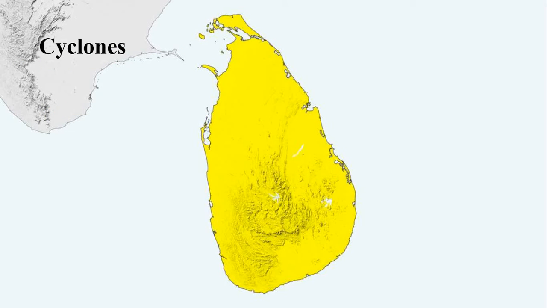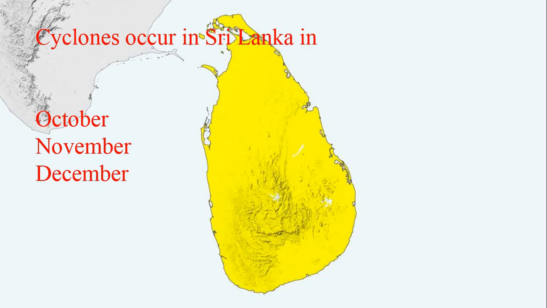Right, then the cyclones are very famous in India, Bangladesh and Sri Lanka because we are very close to the Bay of Bengal. So around the Bay of Bengal, a lot of cyclones take place. Right. Let's see what these cyclones are. Normally the cyclones occur in Sri Lanka in October, November and December. So the cyclones are due to come.